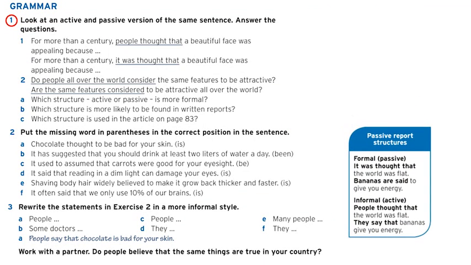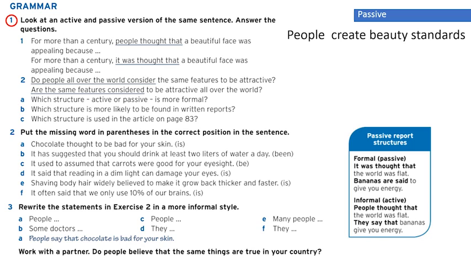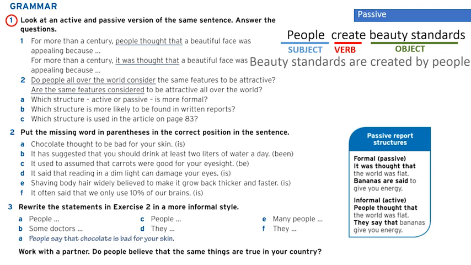Remember, guys, when we have a sentence like this, people create beauty standards, this is an active sentence. We have a subject, we have a verb, and we have an object. Correct? Subject, verb, and object. But when we have a sentence in passive, the object is going to turn into the subject. That's why in a passive sentence we have beauty standards are created by people. So the object is now the subject of the sentence. The verb now needs the verb be, and it has to be changed to past participle.